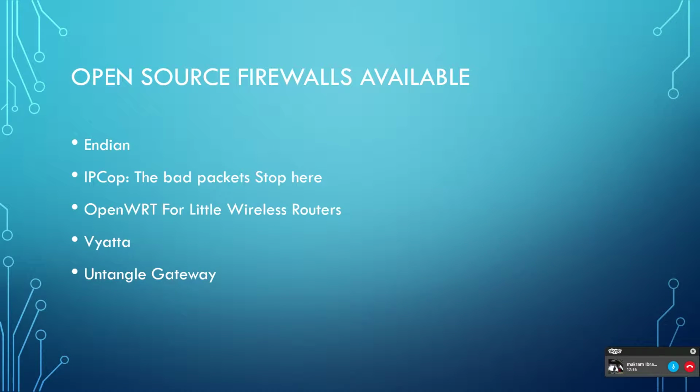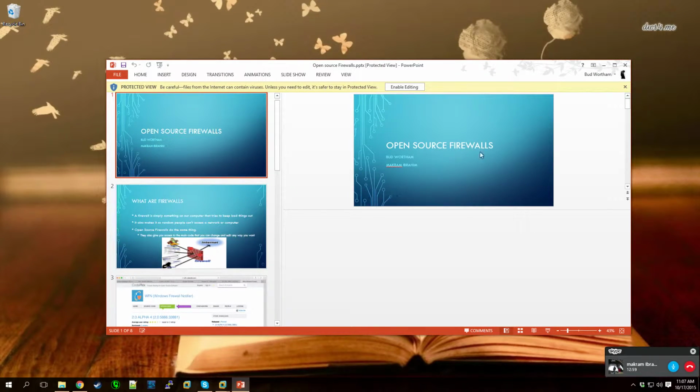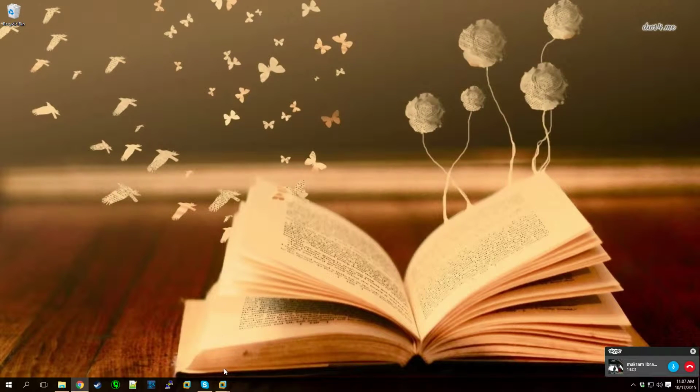On the next slide, there are quite a few open source firewalls available for everyone. A few that we found were IPCop, OpenWRT, Vyatta, Untangle, and of course we went with WFN. So we'll go over what we discovered with our firewall. Let me open that really quick.